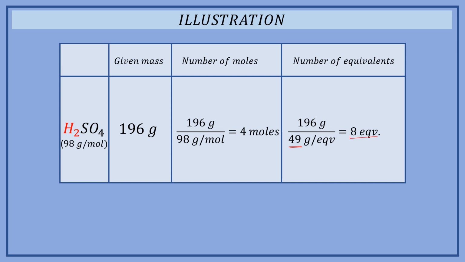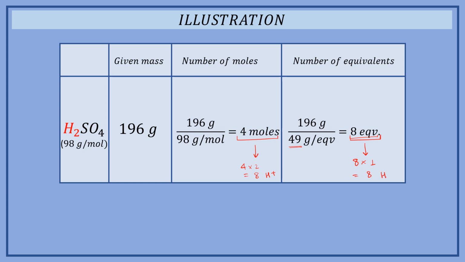So 4 moles of H2SO4 tell us that the H plus ion, calculated using mole balance, will be 4 times 2, that will be equal to 8 moles of H plus ion, whereas 8 equivalents will tell us that the amount of H plus ion will be equal to 8 times 1, that will be equal to 8 moles of H plus ion.